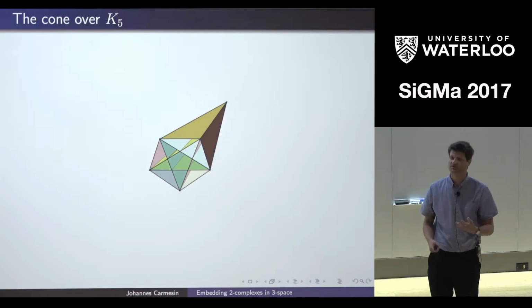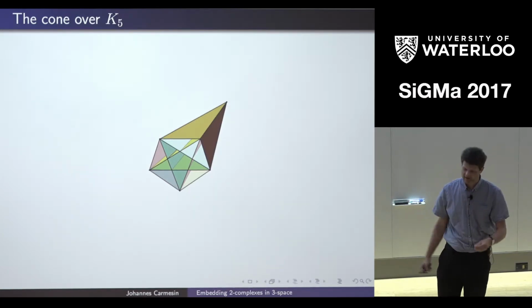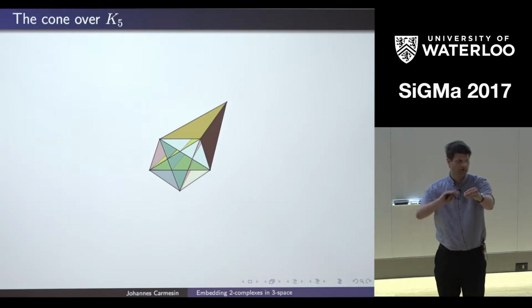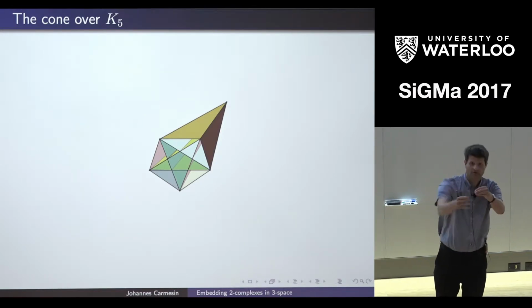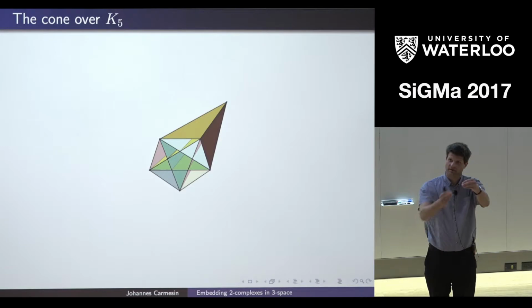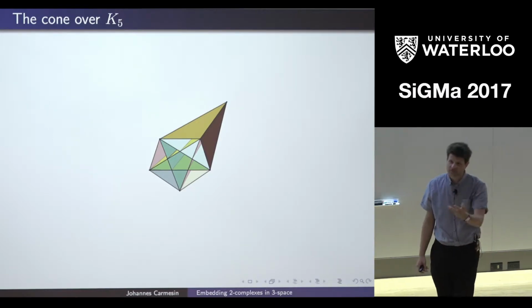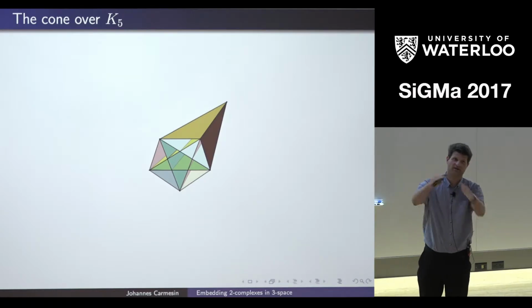So suppose, for a contradiction, it was embeddable in three-dimensional space. Now take the top of the cone and consider a ball around the top of the cone. Then the cone would intersect that ball in a K5. But that's a contradiction because K5 cannot be embedded in the two-sphere.